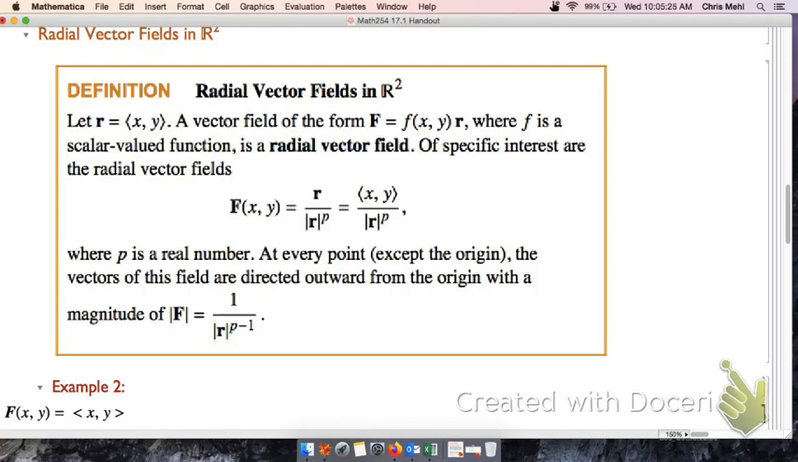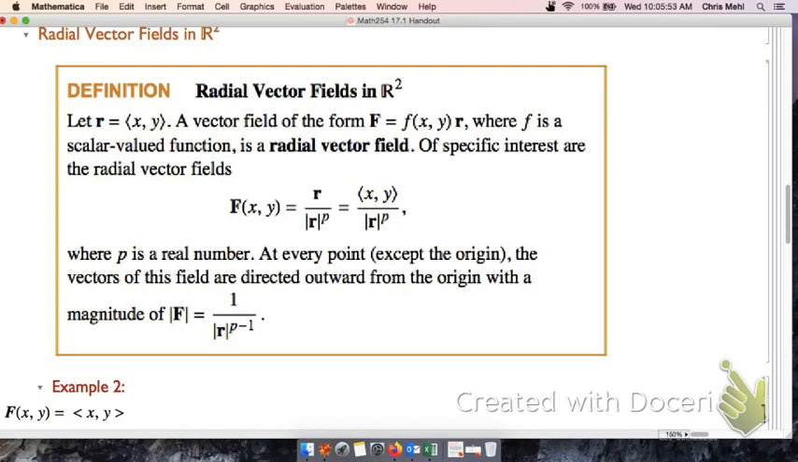And what happens is, essentially, it's called a radial vector field because all the vectors are going outward from the origin. And of specific interest are radial vector fields, where you take your vector field r with components x and y and you divide by the magnitude of r raised to any power p, where p is a real number.